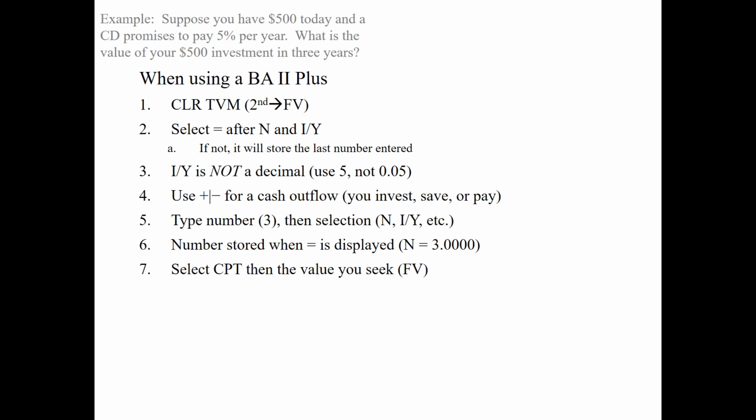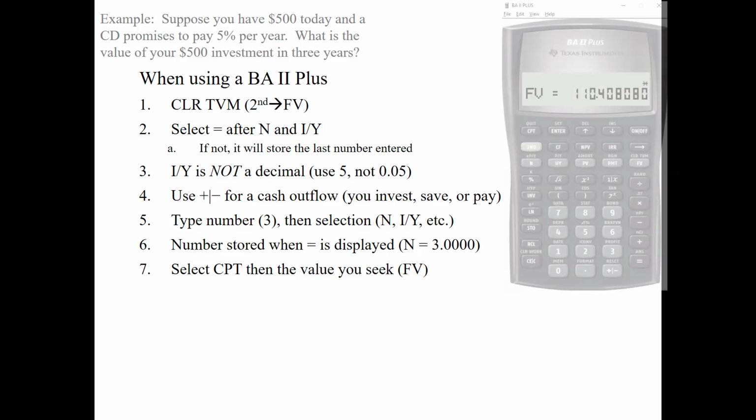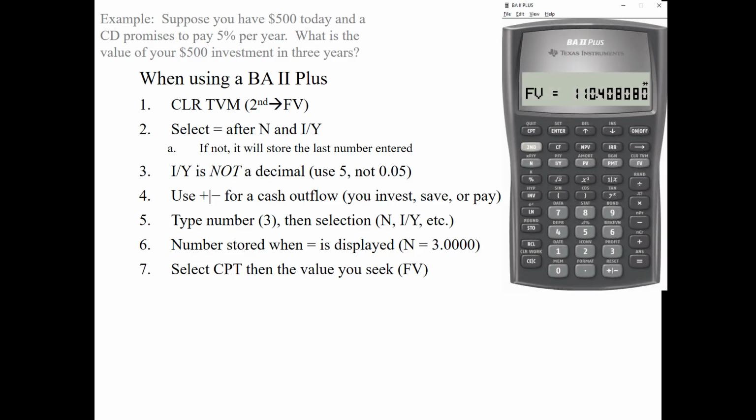And again, when using our BA2+, there are a certain number of things we need to make sure that we do. And so we have the information stored from our last example. So the first thing we can do is hit clear. And then we always want to clear the time value of money worksheet. And so we hit second and future value. And that's going to clear the amounts that were stored in these 5 things.